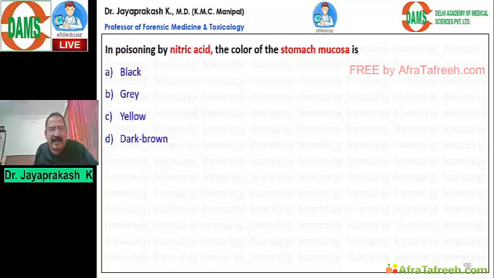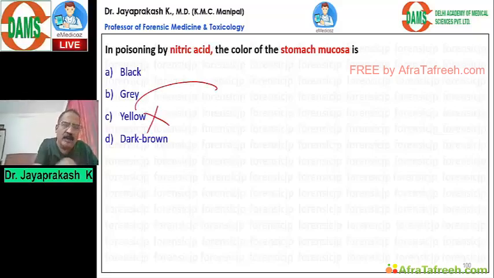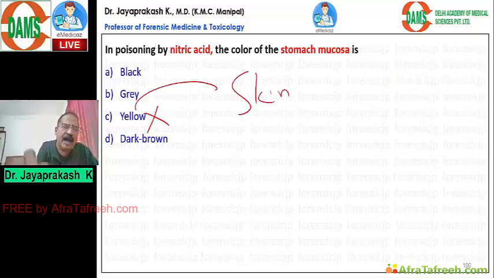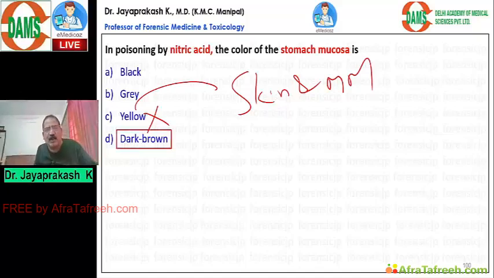In poisoning by nitric acid, the color of the stomach, because most of the people say yellow, but yellow is wrong. Yellow is the skin and mucous membrane other than the stomach. In the stomach what happens? The formation of acid hematin. So it becomes dark brown because of acid hematin.